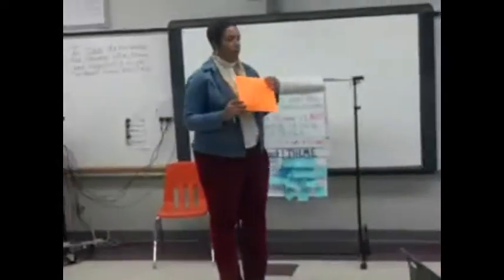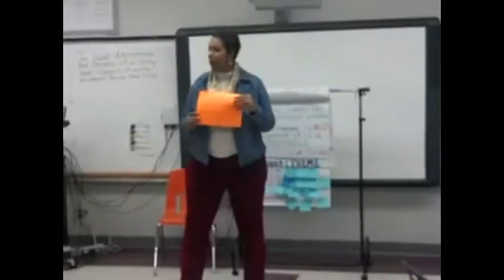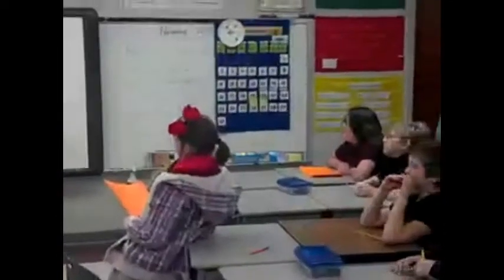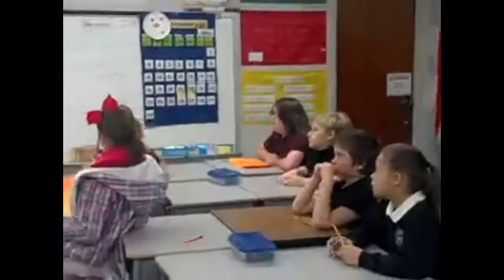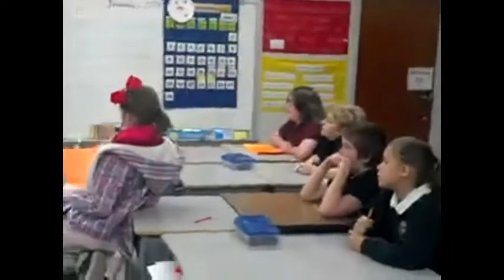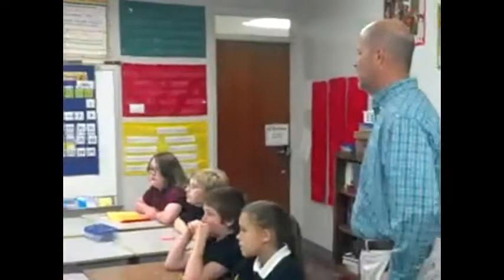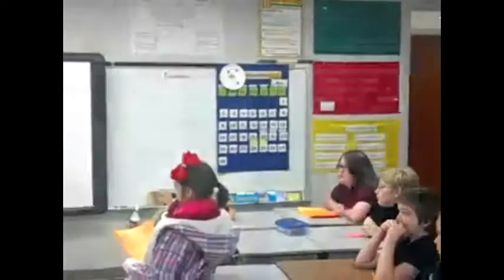And we can't just write the theme. What do we have to do? We have to support it with evidence from the story. Very good. Okay? So you can't just guess on a theme. If you give me a theme, you have to be able to put the supporting evidence here and pull that from the story to support it. Okay? All right, let's get started.